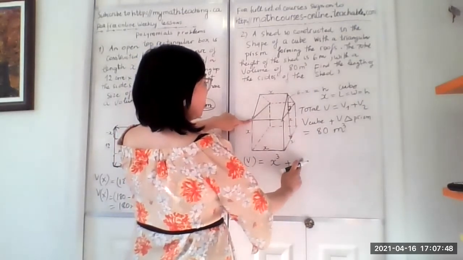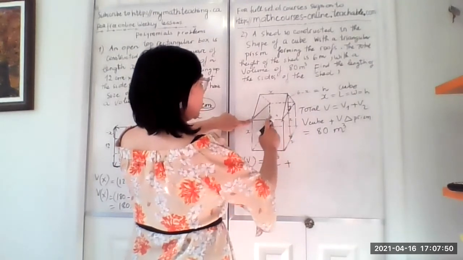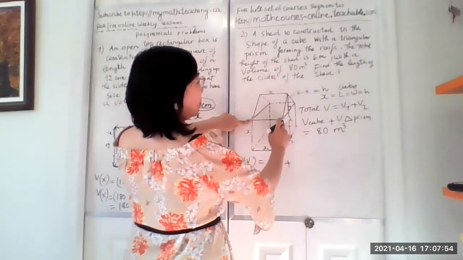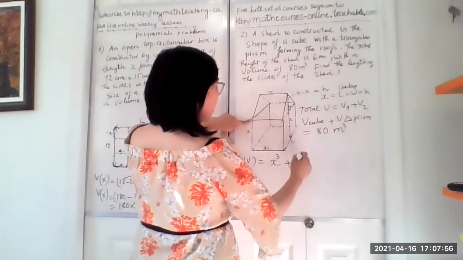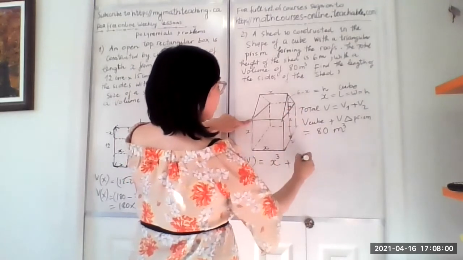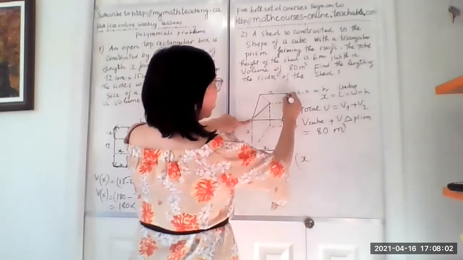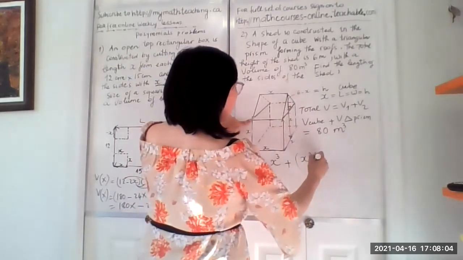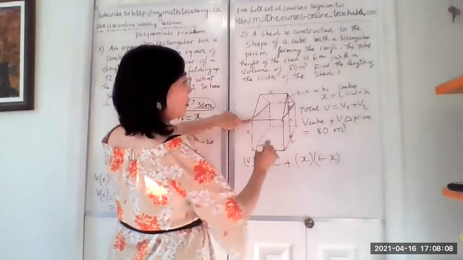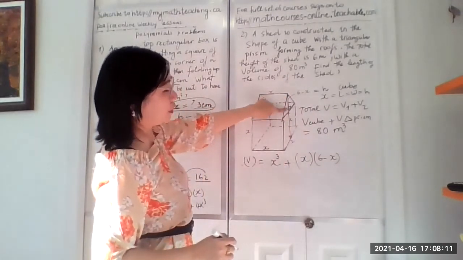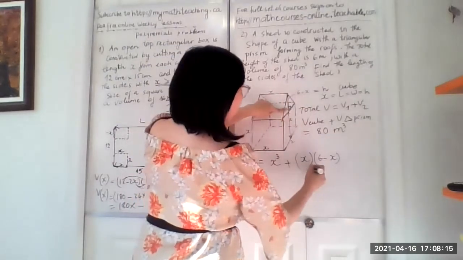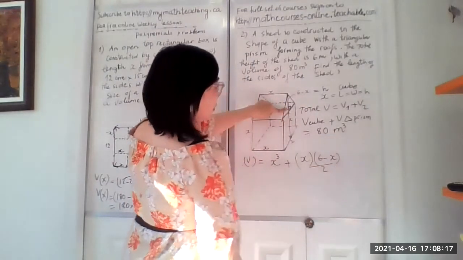Okay, so this is the triangular prism, right? It will be equal to the base here, and the base here is base x as well, from here to here, right? It's the base x, times the height, and the height here is 6 minus x, right? The height of the triangle is 6 minus x. So base times height divided by 2.